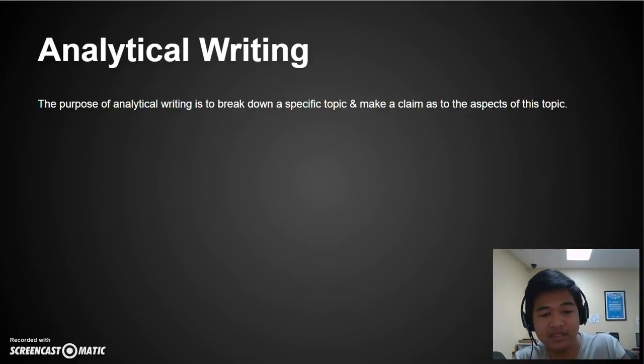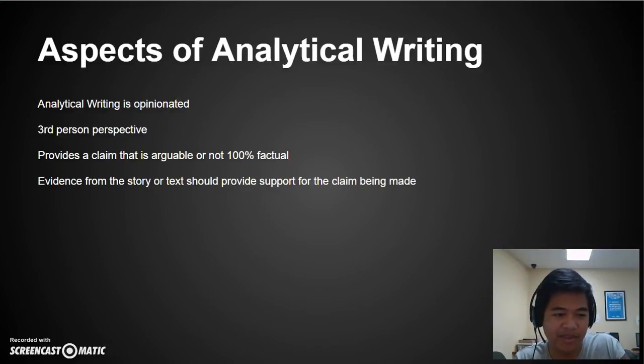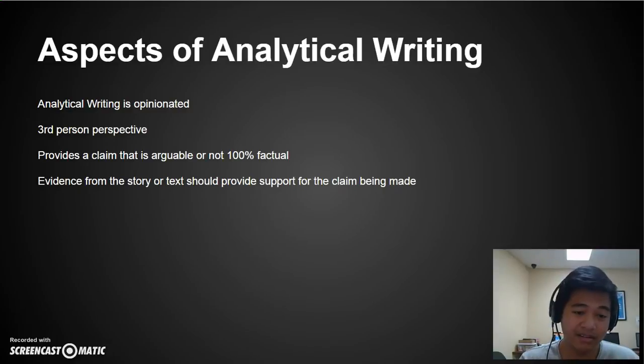Analytical writing, basically you want to break down a certain topic and you want to make a claim about the aspects of the topic. And that's what I'm doing right now. I'm making an analytical piece on analytical writing. I'm not exactly providing my opinion, but I'm providing the aspects, and that's basically half of it for analytical writing. So analytical writing is opinionated because you want to provide your opinions on the aspects of that certain topic.